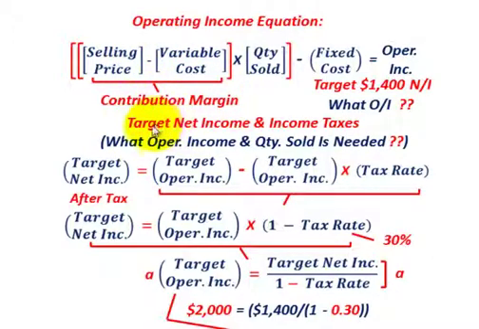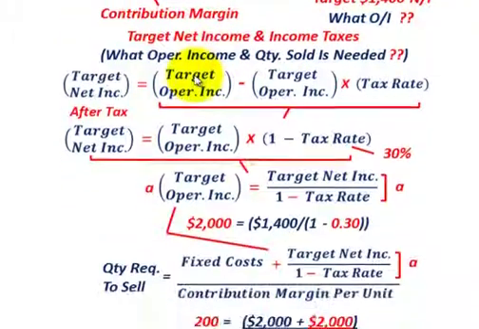Now, this is the case where we're looking at our targeted net income and our income taxes. Again, the question is, what operating income and quantity sold do we need to meet that targeted net income of $1,400? Remember, the net income here is the income after taxes. So these are the equations you have to go through here.